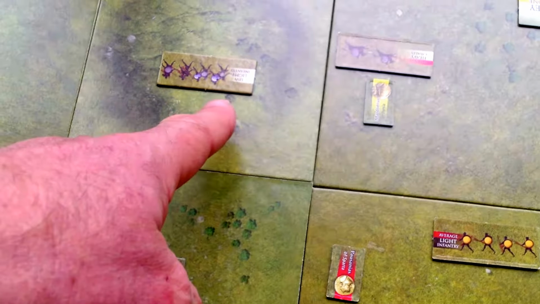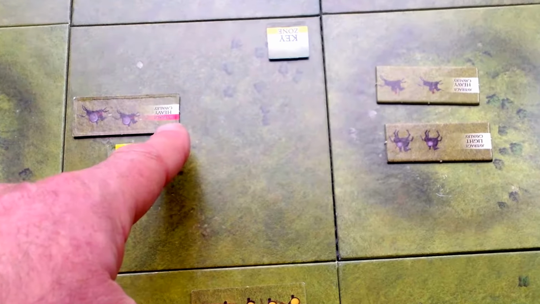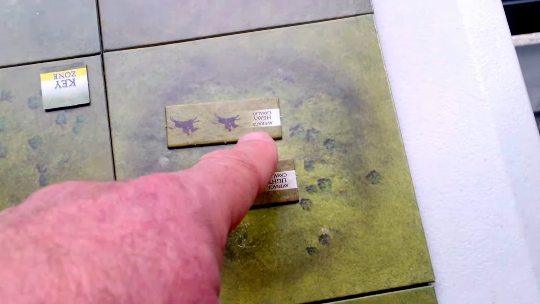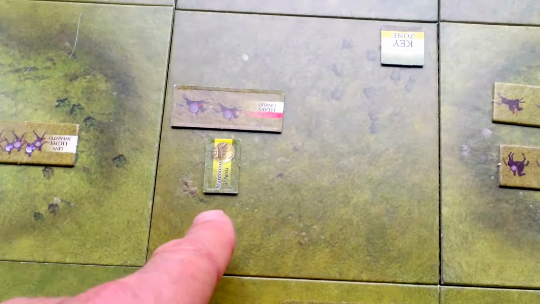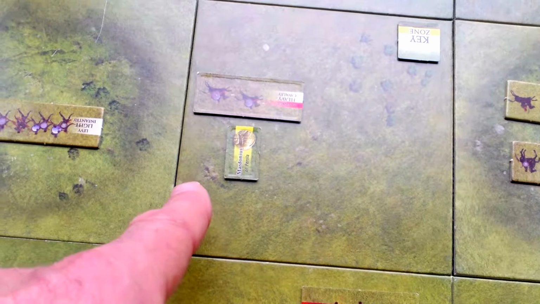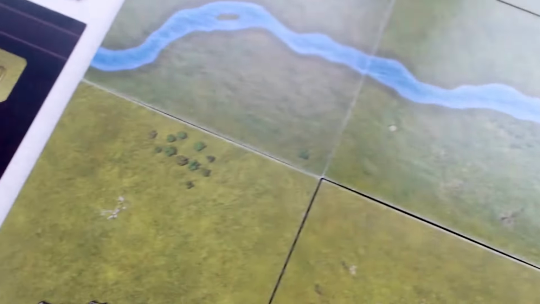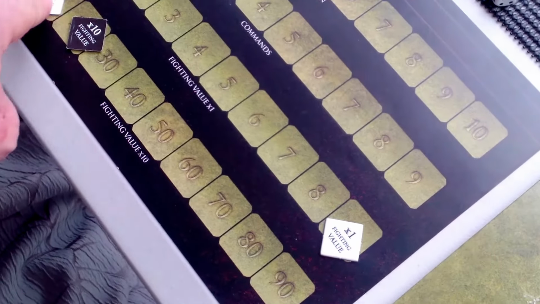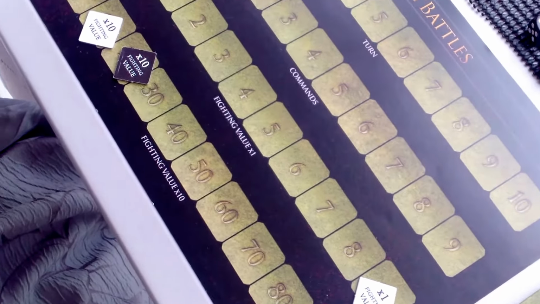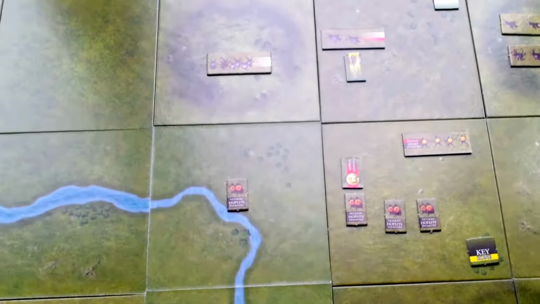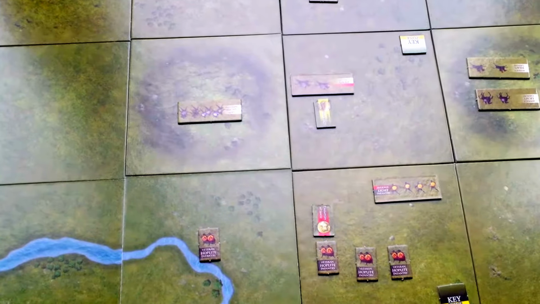So they've got 2, 5, 8, 9, 10, 11, 12, 13, and the average commander is 6, I think. Yeah, that's 19. So he should be here. Still down to 1 fighting value at this stage in terms of commands. 1 command, so that's really tough.